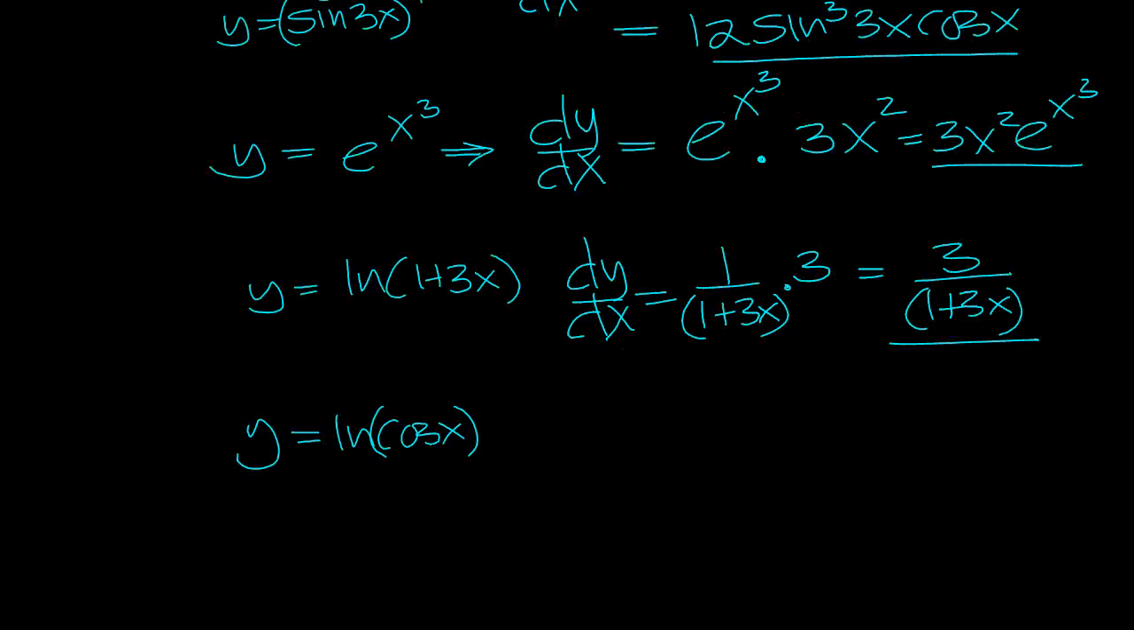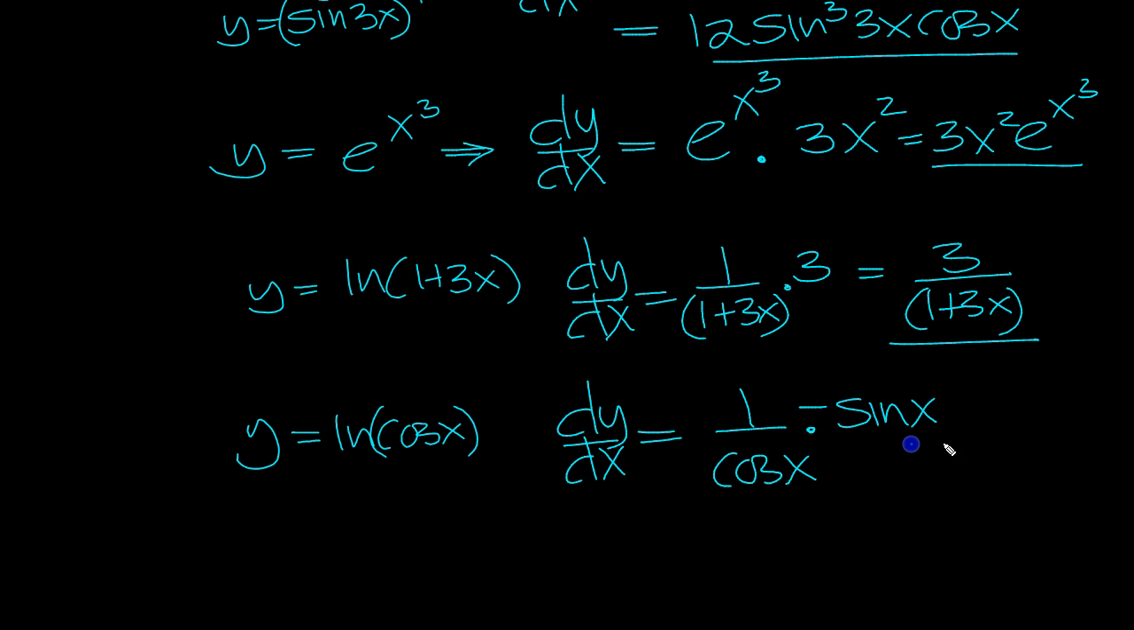Next one. y equals log of 1 plus cos x. dy dx then. Log of something goes to 1 over the something, multiplied by the something differentiated, minus sine x. And you can write that as minus tan x if you wish, because sine over cos is tan.